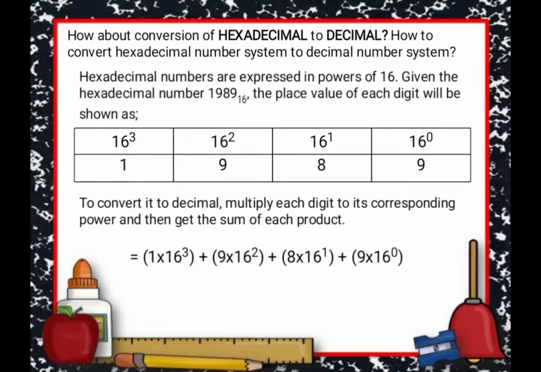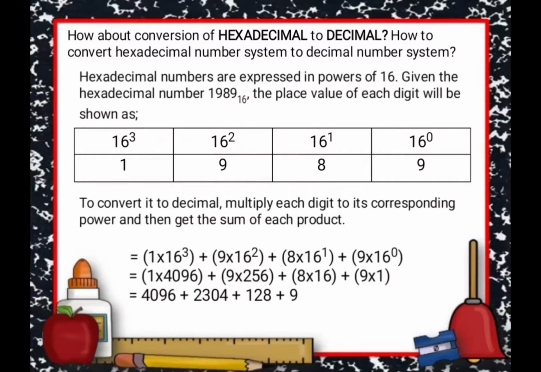1 times 16 to the power of 3 plus 9 times 16 to the power of 2 plus 8 times 16 to the power of 1 plus 9 times 16 to the power of 0. Again, 1 times 4096 plus 9 times 256 plus 8 times 16 plus 9 times 1. So their product is 4096 plus 2304 plus 128 plus 9.